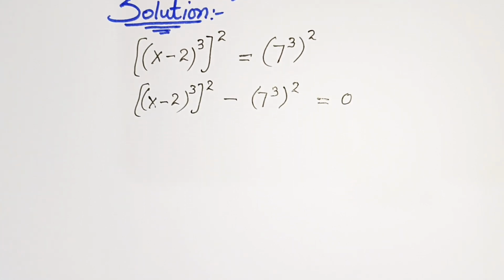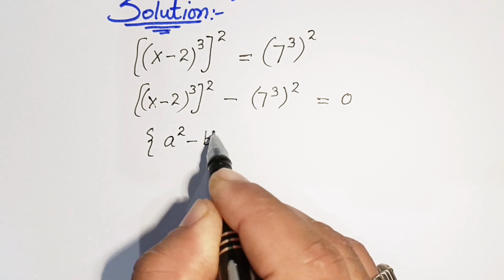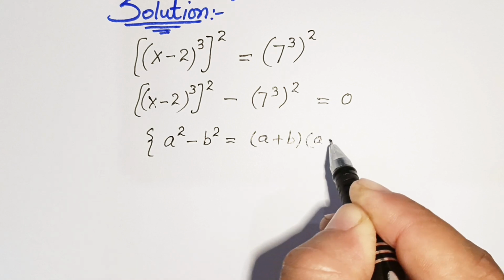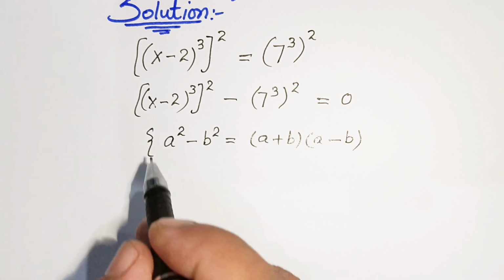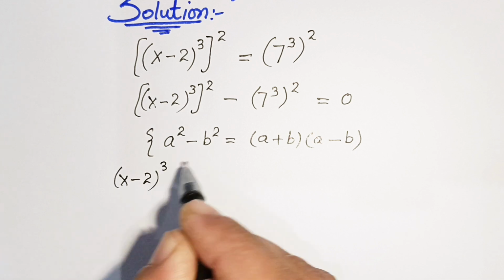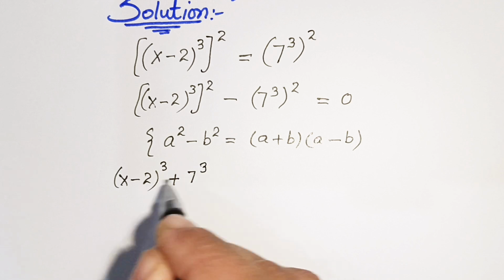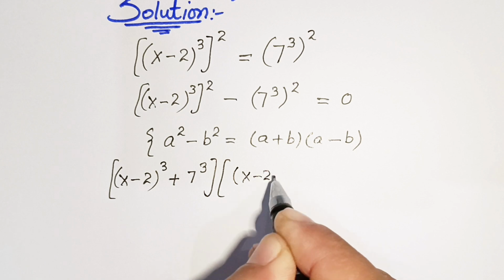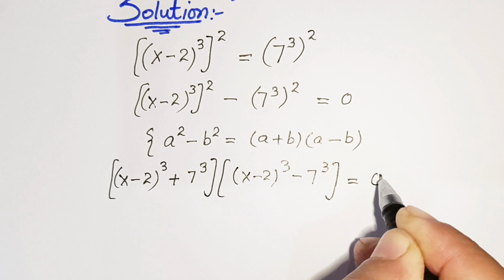Now we are going to use an algebraic identity here, as we know that a squared minus b squared is equal to (a plus b) times (a minus b). So here our a is (x minus 2) cubed, and our b is 7 cubed, so a plus b is (x minus 2) cubed plus 7 cubed, similarly times a minus b, which is (x minus 2) cubed minus 7 cubed, is equal to 0.